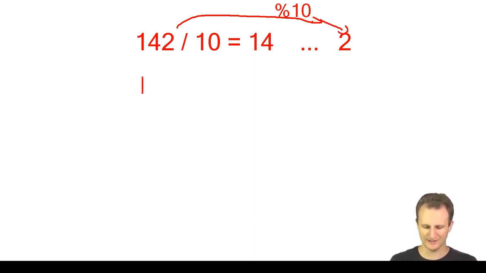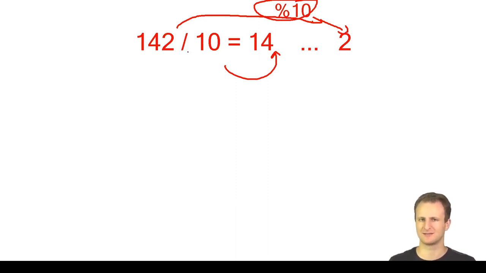Okay, and then if we say 142 divided by 10, that gives us 14, and we've just removed the last digit. So using %10 gives us the last digit, and dividing by 10 removes the last digit. So this operation of division removes the 2, and it leaves us with just 14. So what can we do?